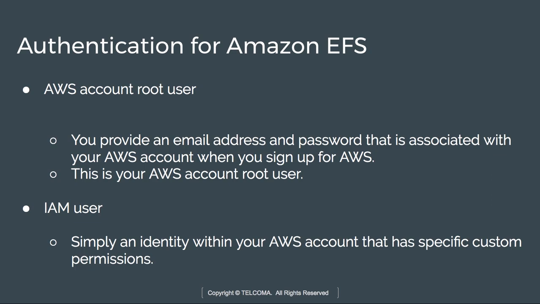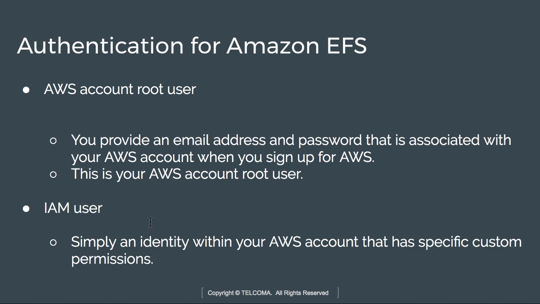In authentication of Amazon EFS, we have the AWS account root user. We can generate and use access keys when we use AWS services programmatically, or we can use various software development kits or the AWS CLI. We can have complete access to the resources which are provided in the credentials. We can use an IAM username and password. For the AWS root user, we need to provide the email address and password which are associated with the account. So this is your root user.